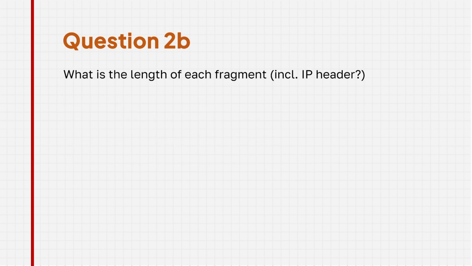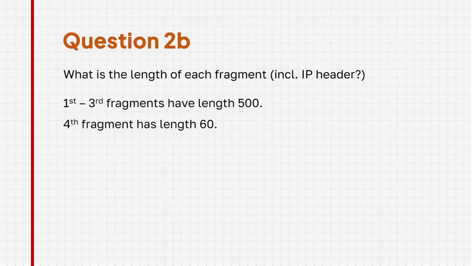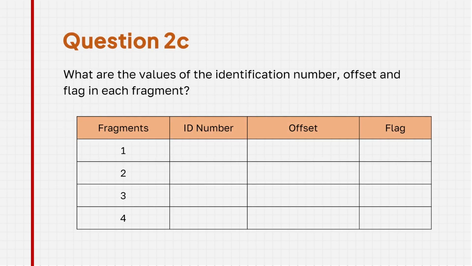So now what is the length of each fragment? I think this one is quite intuitive. Yeah, 560, right? Okay, MTU 500. The rest is just 40 plus 20, right? Okay. So then we now have this question. What are the values of the ID, offset, and the flag in each fragment?